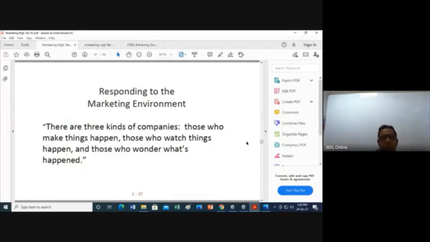So depending on your analysis, you can respond to the marketing environment in various ways. There are three kinds of companies, they say: those who make things happen, those who watch things happen, and those who wonder what has happened. So which category would your company be in? Those who make things happen are the people who analyze and take corrective action. Some companies might just watch what is happening, but they have no action or plan to succeed. And those who wonder what has happened are the companies that are clueless about what is happening, and until a lot of things have happened, they are not aware.